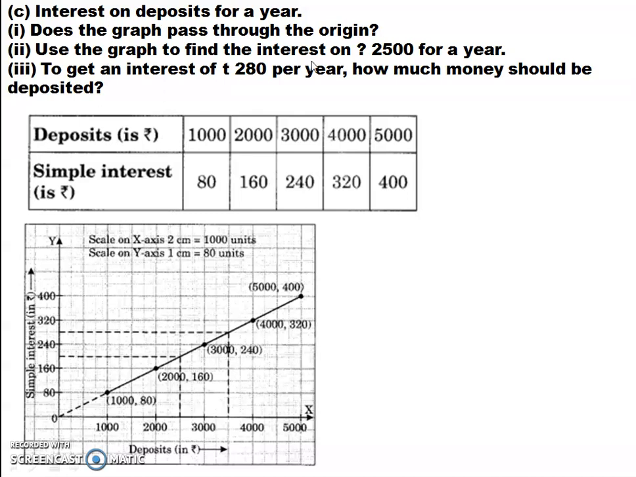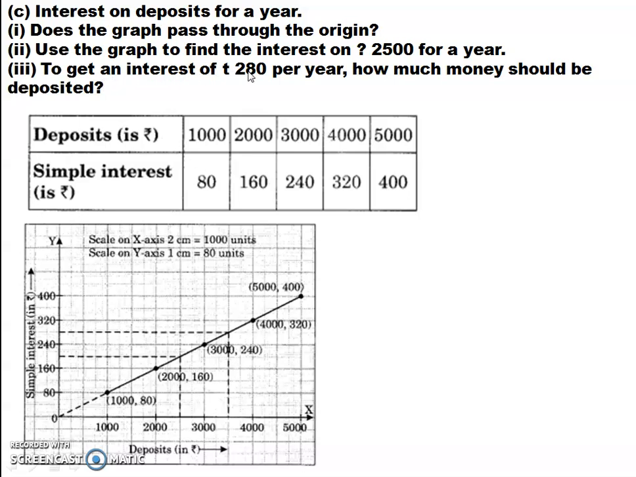So what is the interest on 2500? 200. Because 240 plus 160 is 400. 400 divided by 2 is 200. So that is the midpoint. Midpoint you know how to find: upper limit plus lower limit by 2.